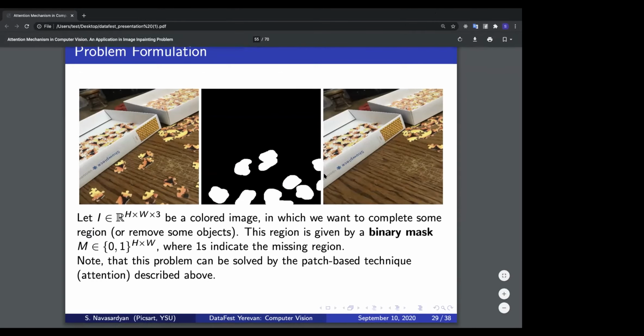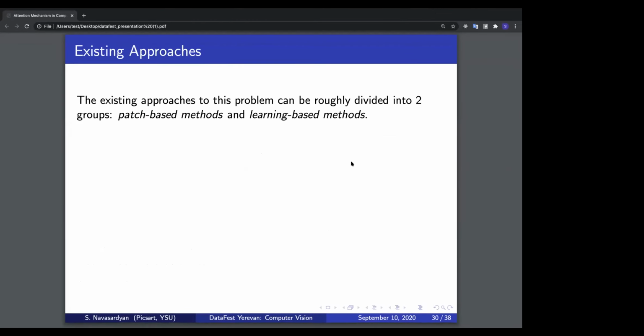Let E be a colored image, the input image. And here we want to remove some parts which are identified by a binary mask. Ones here indicate the missing region. And we want to get such output. The existing approaches to this problem are divided into two groups: patch-based methods and learning-based methods.